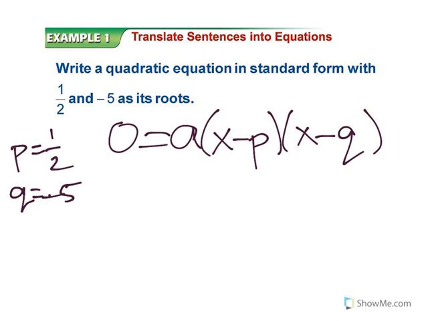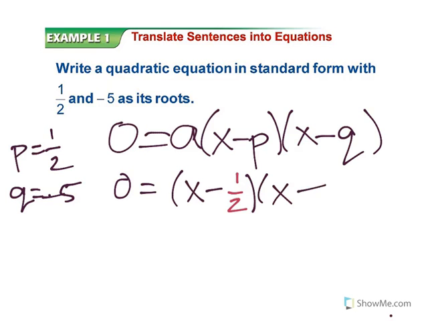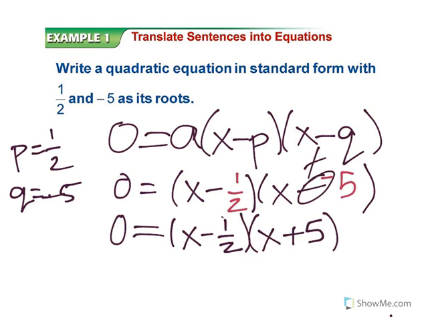So now we're going to plug and chug into this equation. We get 0 equals, and we don't have anything for a, so we're just going to let it be 1, times (x minus 1/2) times (x minus -5). From there, we're going to use the FOIL method, and I'm going to clean up this double negative. FOIL, or better known as double distribution.